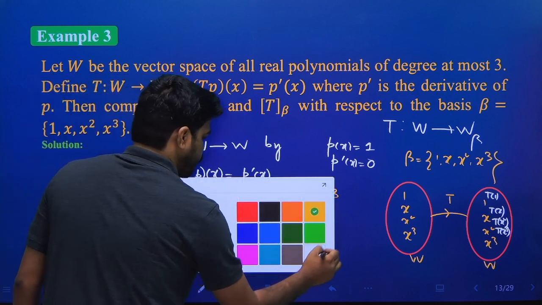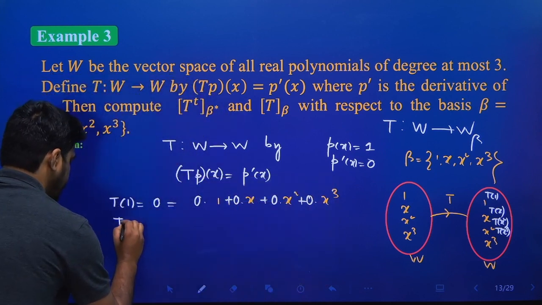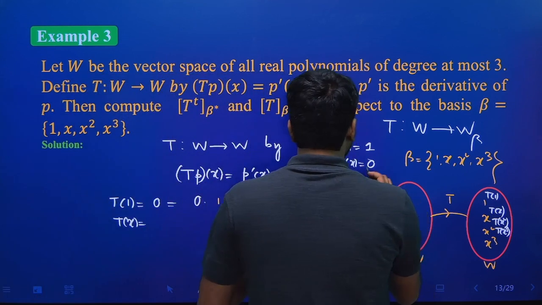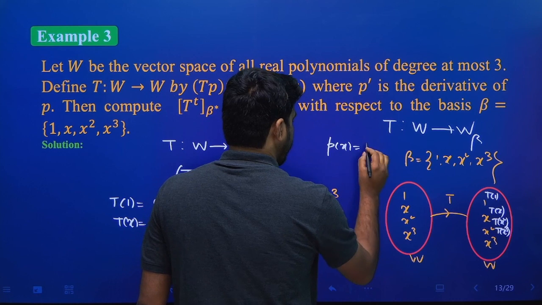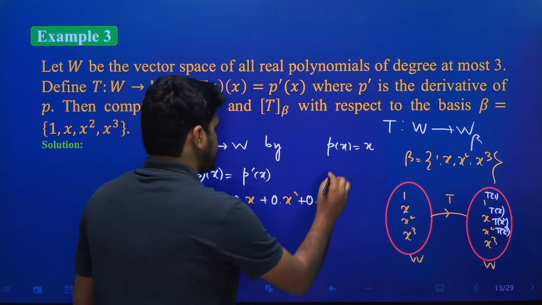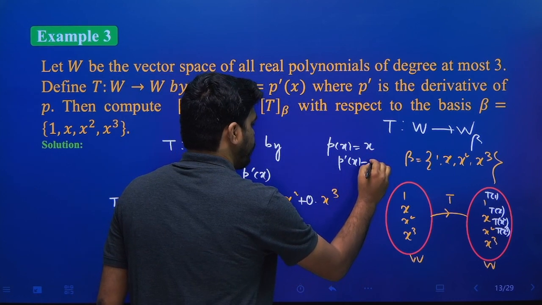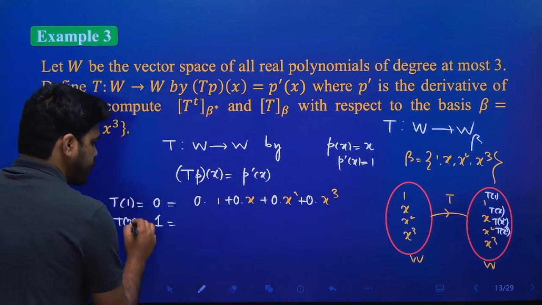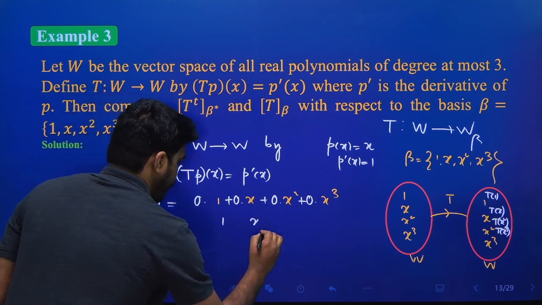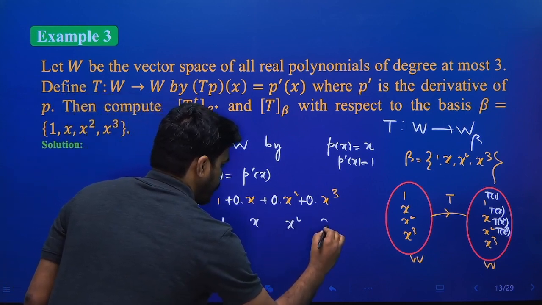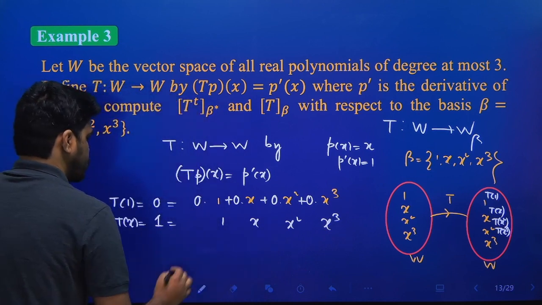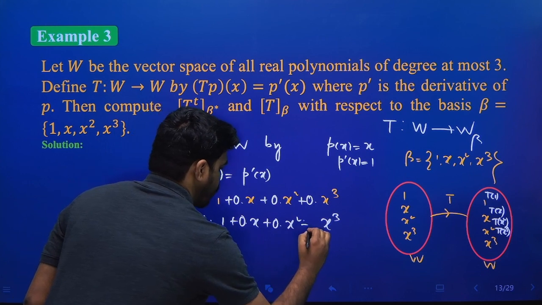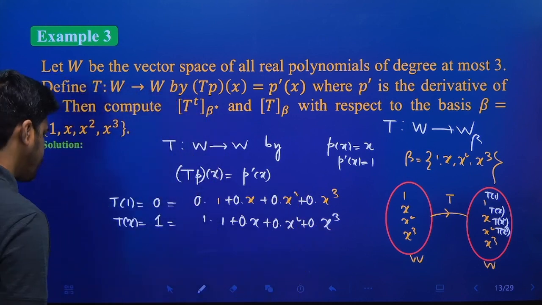Similarly, we have to calculate Tx. What will the polynomial be? Simply x. So P dash x will be simply 1, just the derivative of x. So we express 1 as a linear combination of 1, x, x square, x cube: 1 into 1 plus 0 into x plus 0 into x square plus 0 into x cube, right?